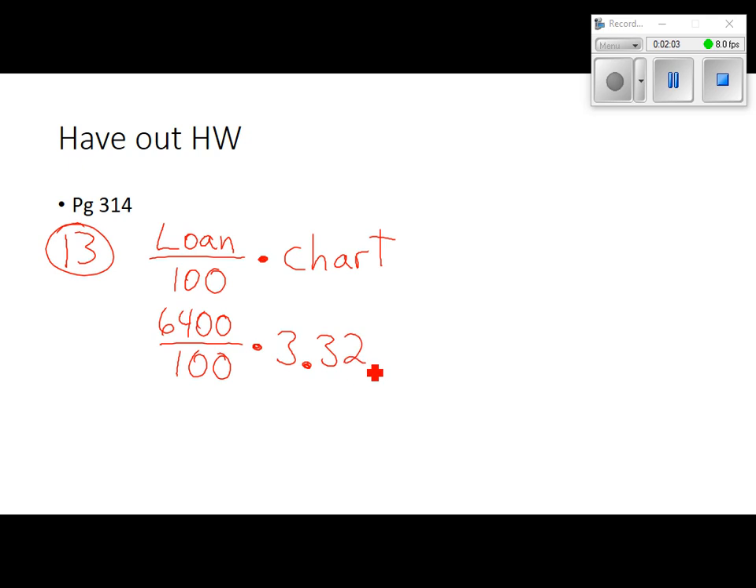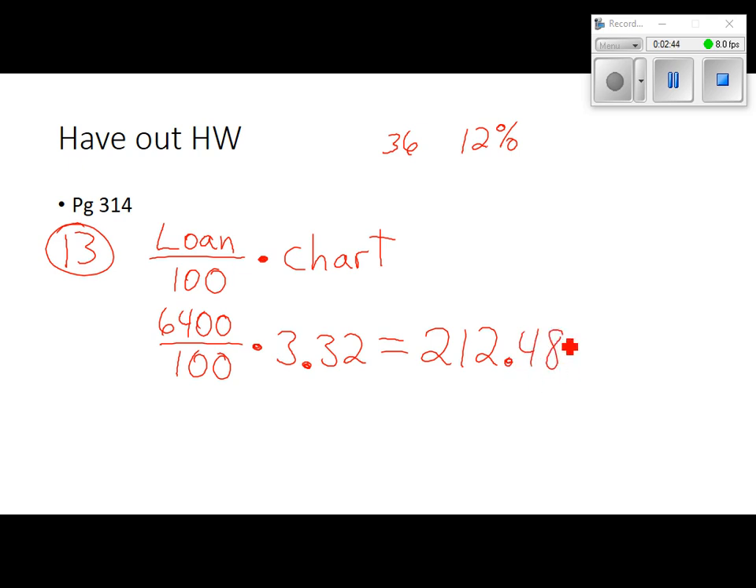I'll get you one here in a second. I'll just give you mine. Ignore the numbers at the bottom. It's the bottom chart. So for this one, it was 36 months and 12%. So you just go over to 12%, down to 36 months, and hopefully Seth didn't lie to us, and it's that number, 3.32. So on your calculators, 6,400 divided by 100 times the 3.32, what do we get? 212.48.